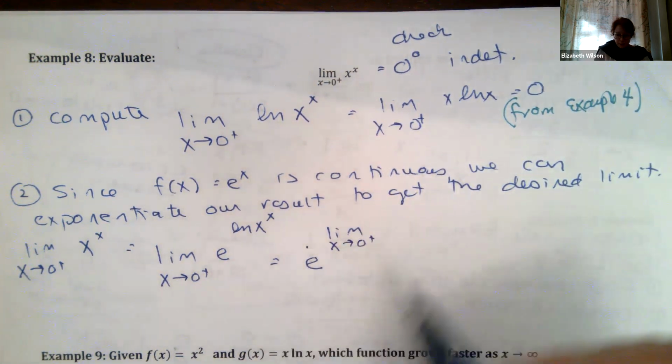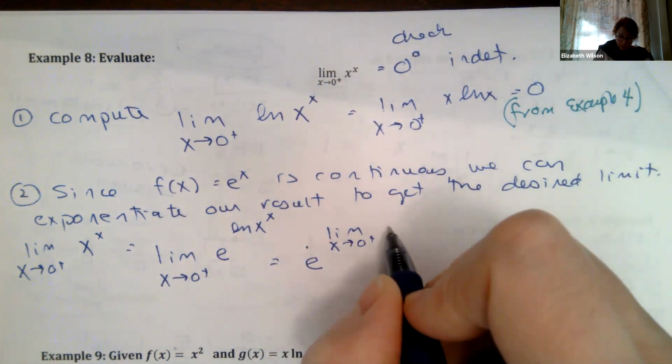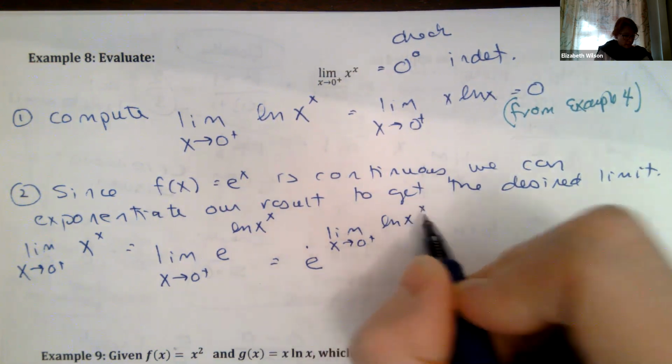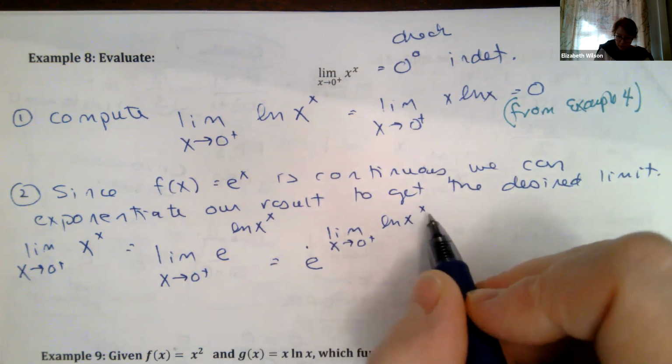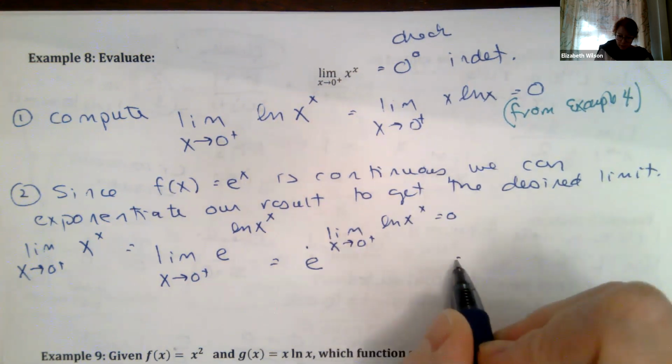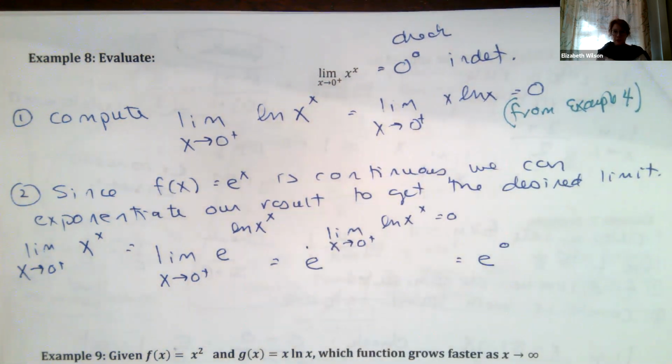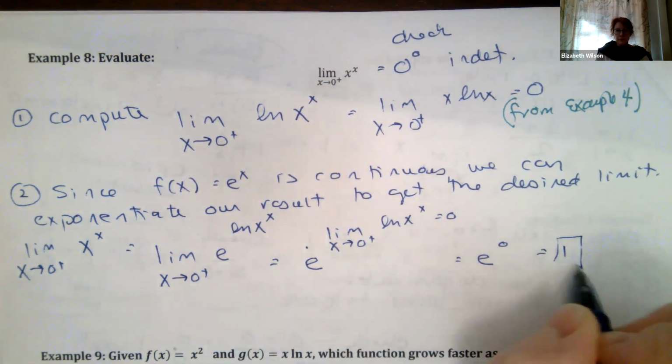This is where all the meat is happening. The limit of ln of x to the x. We just did this right here, and we said that was equal to 0. So this is equal to e to the 0, because I evaluated that limit already. And e to the 0 is just equal to 1.